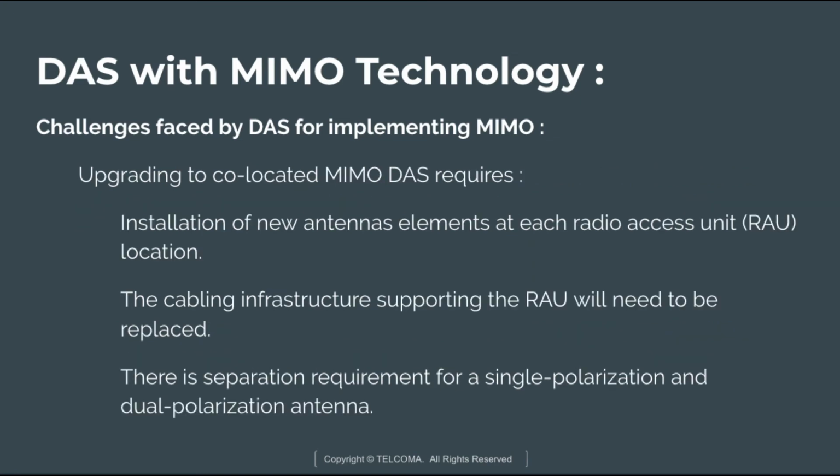Upgrading to a co-located MIMO DAS requires installation of new antenna elements at each radio access unit location. The cabling infrastructure supporting the RAU will need to be replaced, and there is a separation requirement for single polarization and dual polarization antennas. It means the entire deployment may have to be reconfigured if we want to install a co-located MIMO DAS. So it will increase the cost.